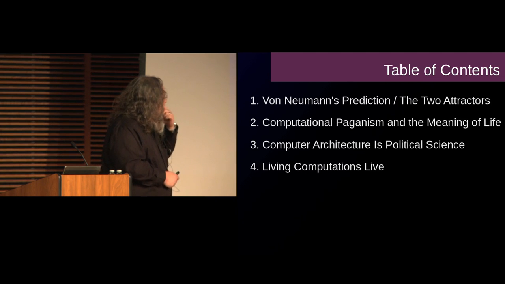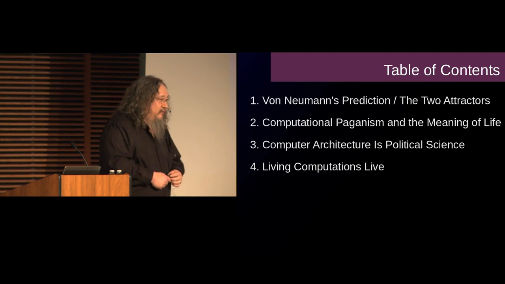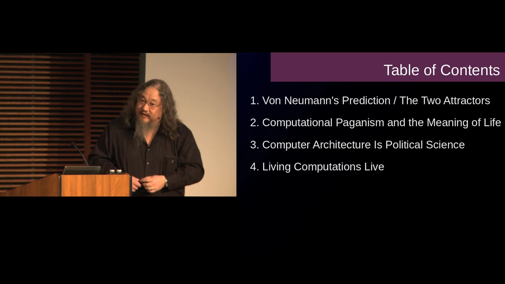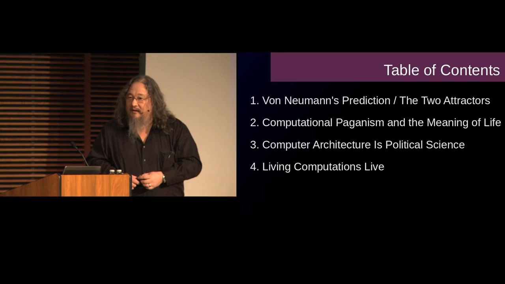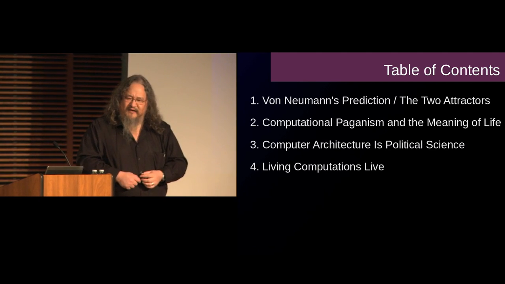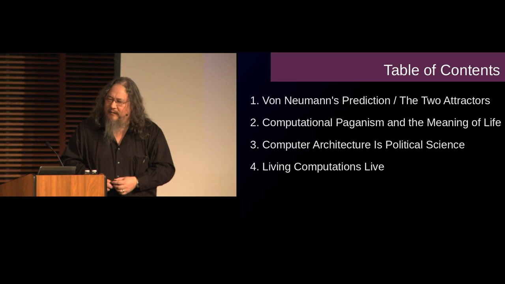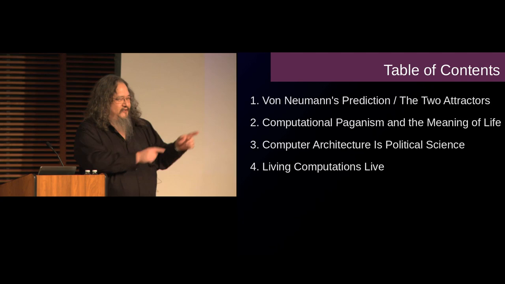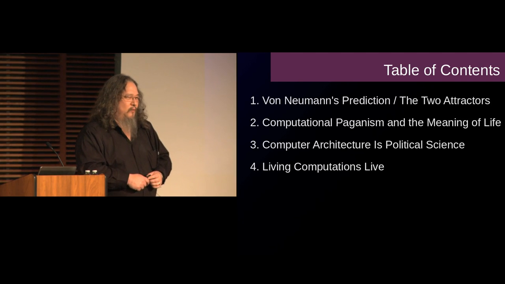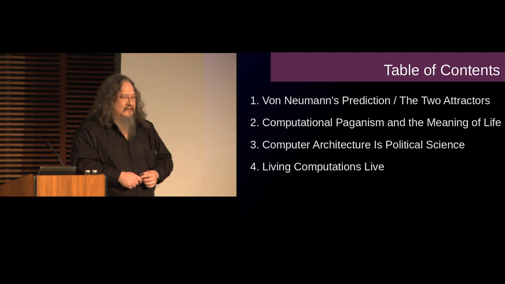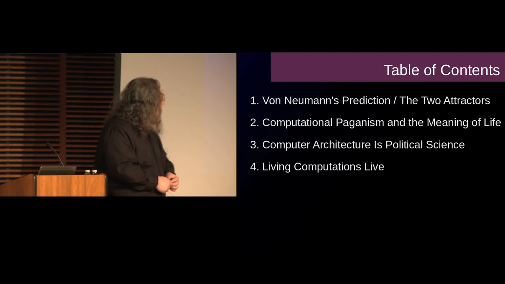Next, computer science, computer architecture is political science. The way to understand why the architecture we have today is so messed up is to think of it as a society. Think of the computer as a society and say, what kind of organizational system are we talking about here? If we were going to make an analogy between what the computer is doing and some kind of system that we would see among people, what kind of system would it be? And the hint is, it's not a system that we want to live in.